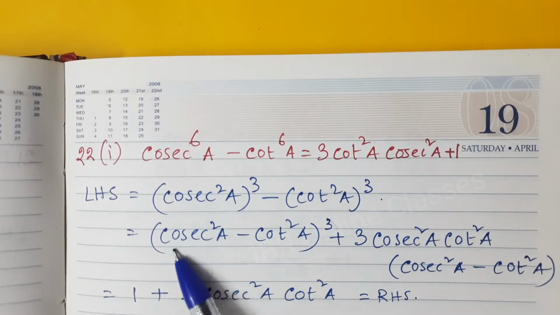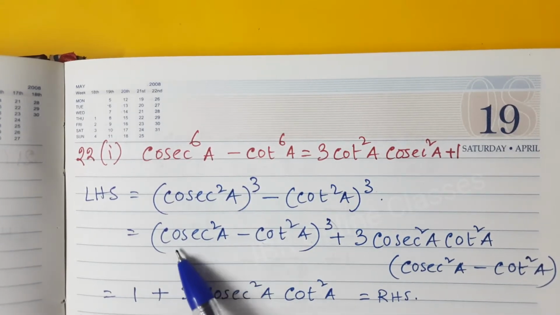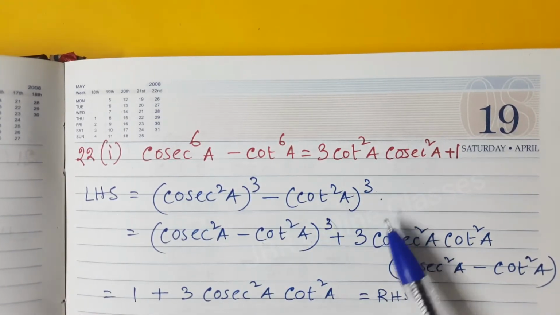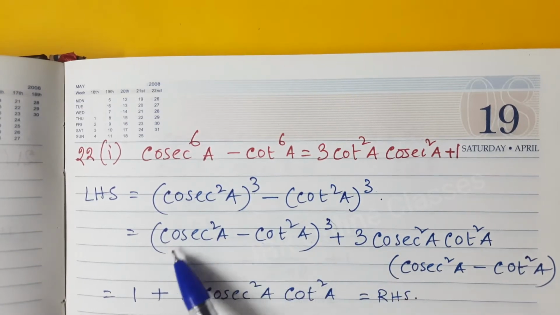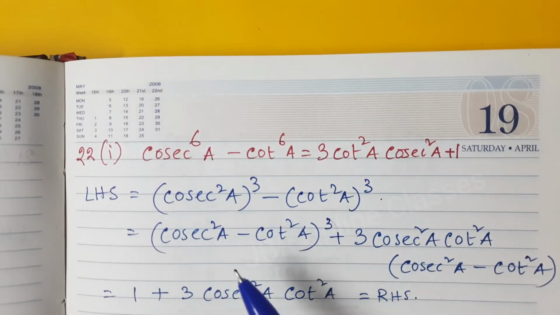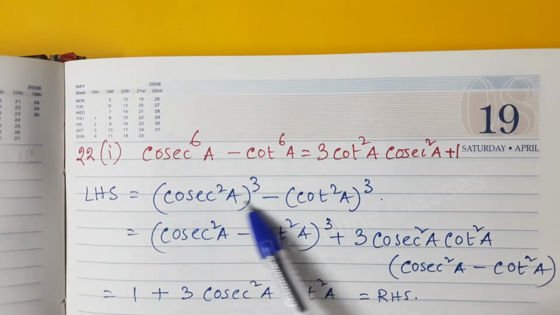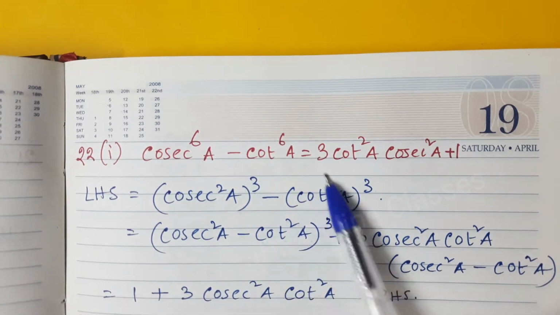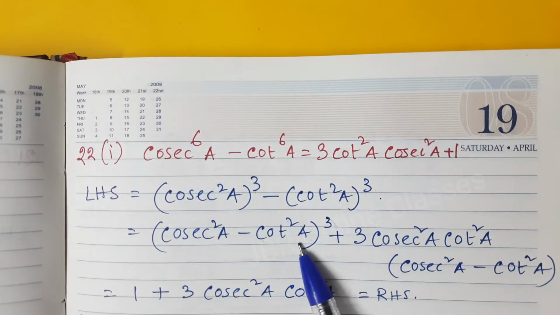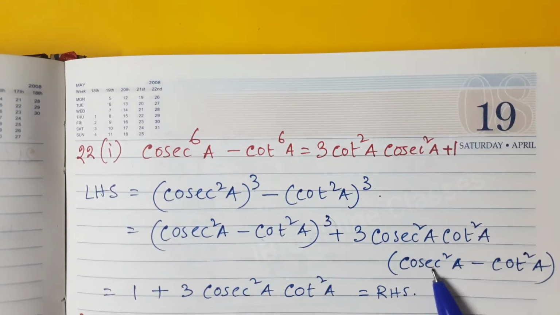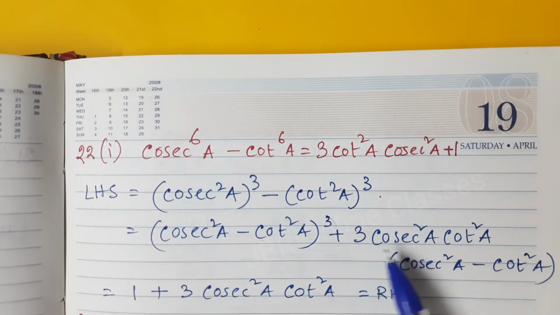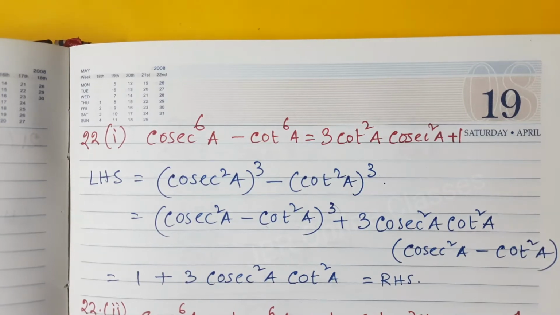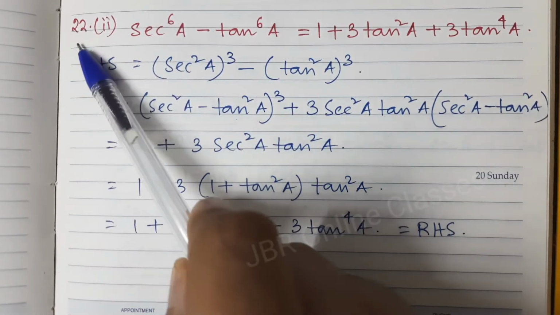Why? Because we want to use the formula cosec square a minus cot square a equal to 1. If we use this formula, then only we can replace this quantity by 1. If we use the other formulas, you will not get simplified versions of this problem. So you just apply that formula and it will be 1. Here also it will be 1. So 1 cube plus 3 into this into 1. So we are only having this, and that is the required right hand side. So this is 22 part 2.